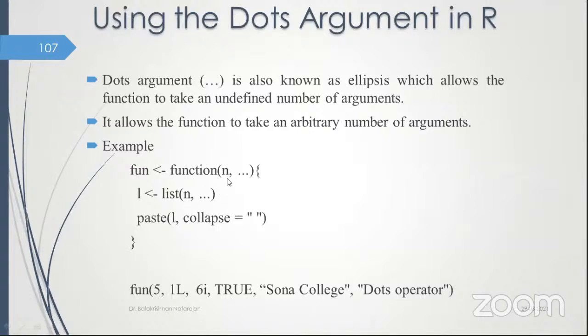So initially, you know n alone had to be passed. After which, you may not know the number of parameters that should be passed. So you can determine at the time of calling. Such a facility is available. That is the dot argument, or the ellipsis. In another way, it can be called ellipsis.